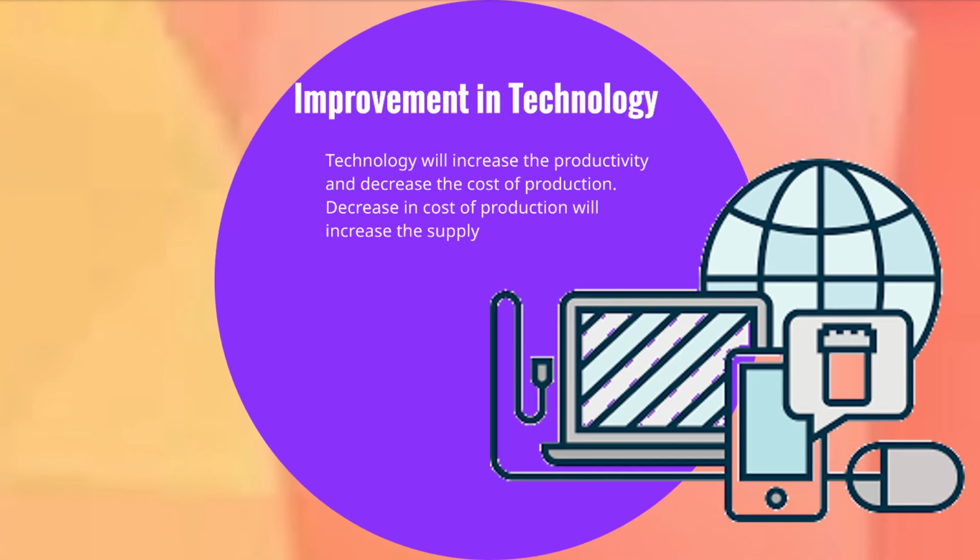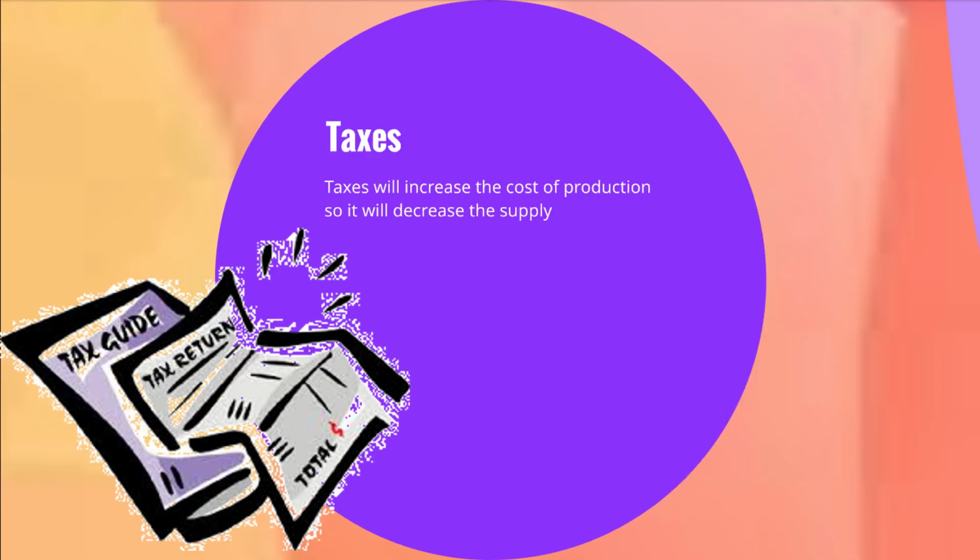Improvement in technology will increase the productivity and decrease the cost of production. So what is productivity? A greater quantity of products will increase the supply, or better quality goods will also increase the supply. Decrease in cost of production will increase the supply.